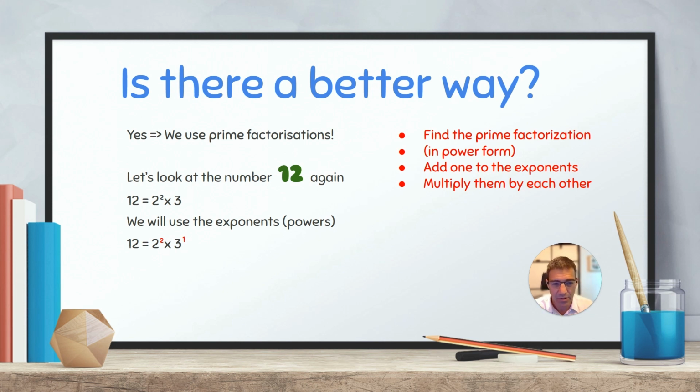So this is the important bit. You need to add 1 to each exponent. And then you multiply that result by each other and you get the number of factors. So in this case, if I have the exponent 2 and I add 1 to it, I'll have 3. And I have the exponent 1 and I add 1 to it, I'll have 2. So I'm going to have 3 times 2, which is actually 6. And 6 factors is the number of factors that 12 had. Remember when we listed them earlier, right?